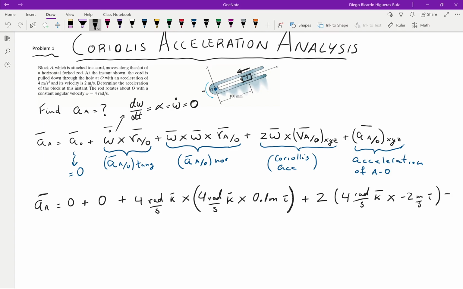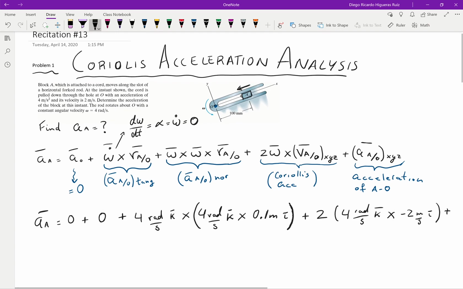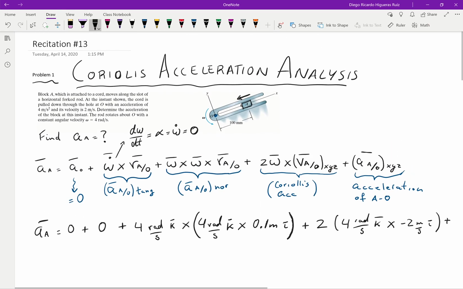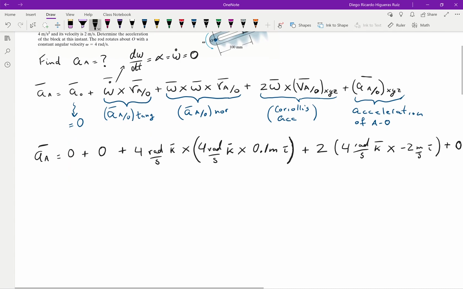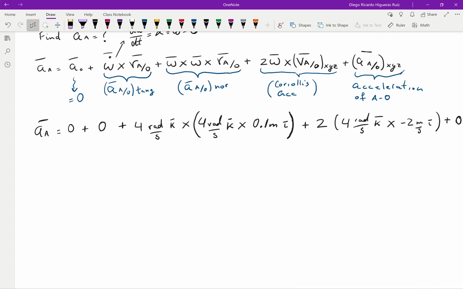And finally, we're gonna have the acceleration of A with respect to O, but we know that the velocity of A with respect to point O is constant, which means that this acceleration is gonna be equal to 0. Alright, so we get our equation set up right here, and we're just gonna go ahead and solve. What I'm gonna do first, I'm just gonna solve for this term.